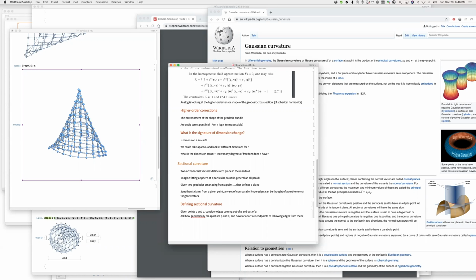I'm very scratchy at the level of single edges. I don't really like following a single edge, but anyway, okay. So the point is that this ultimately depends on two vectors: the vector coming out of P, and the vector coming out of Q. And so this is the notion of a sectional curvature on a hypergraph. Well, where's the curvature? The curvature is the ratio.